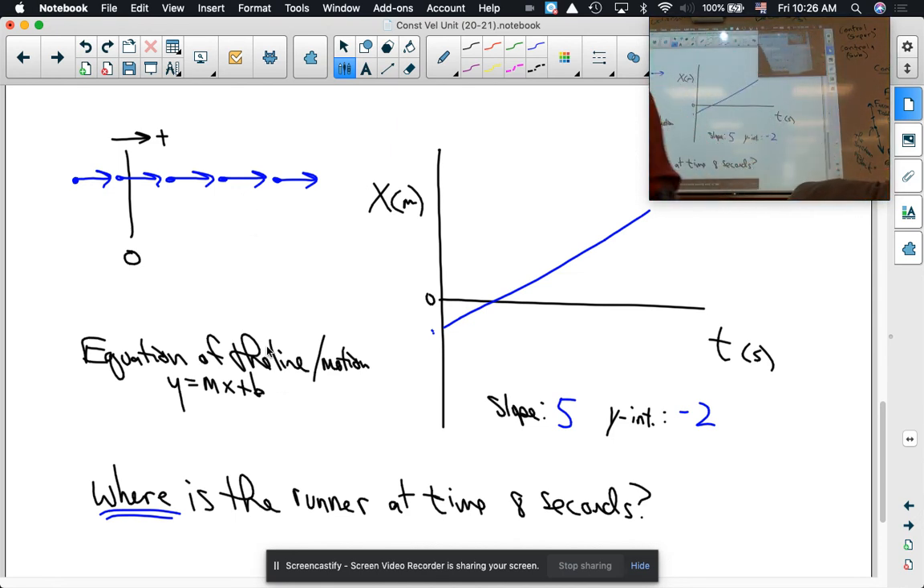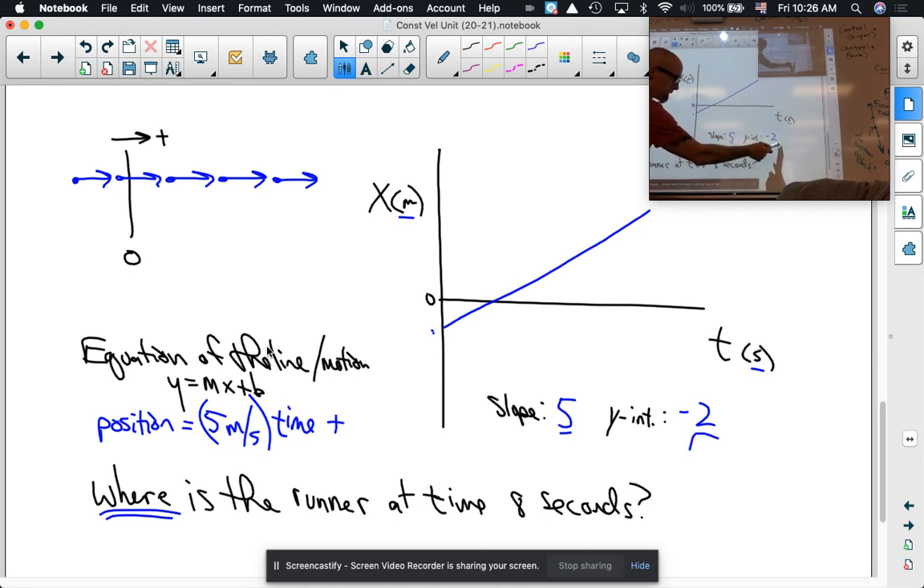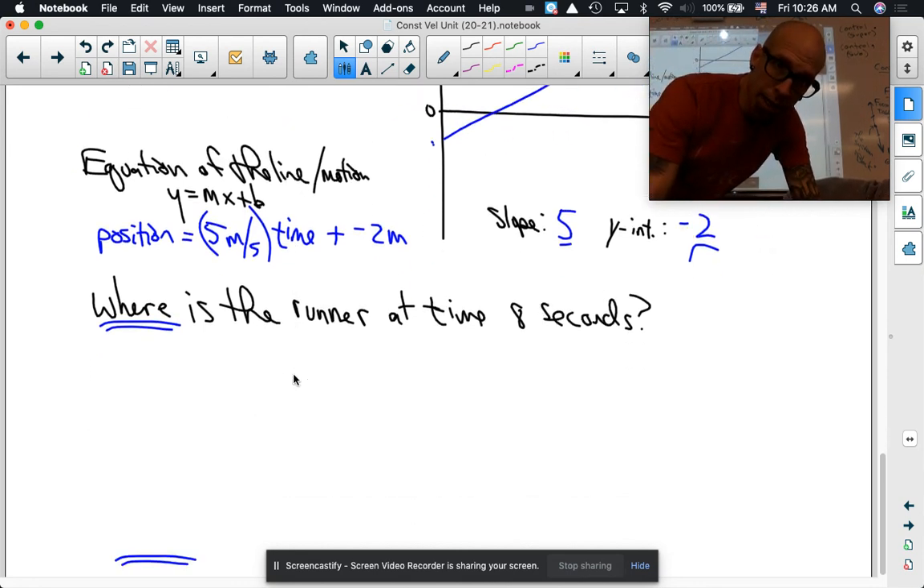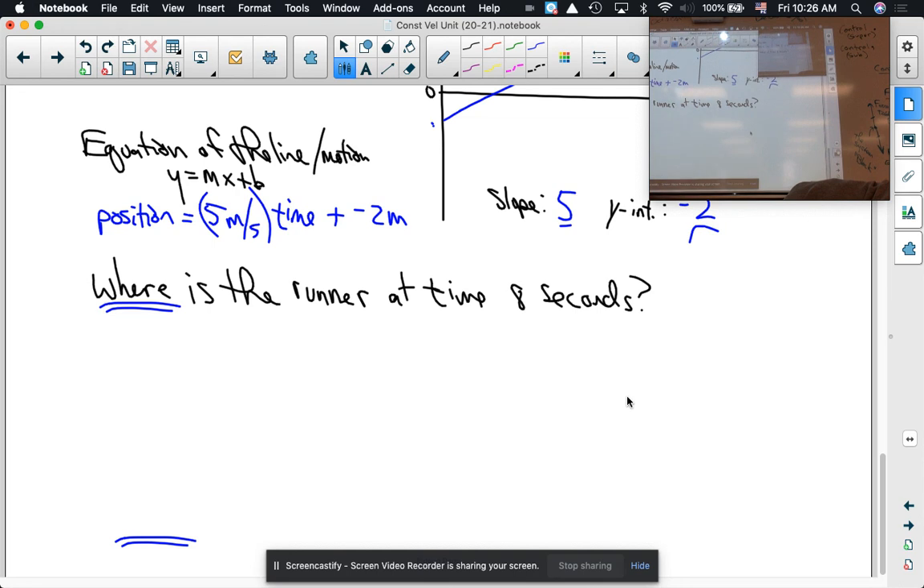Equation of the line. Position equals 5 what? Meters per second times time, my x variable, plus, now I've got a -2. -2 what? Meters. -2 meters. So that's my equation of the line or my equation of motion. Then you're supposed to, again, solve the question here. Where is the runner at time 8 seconds?